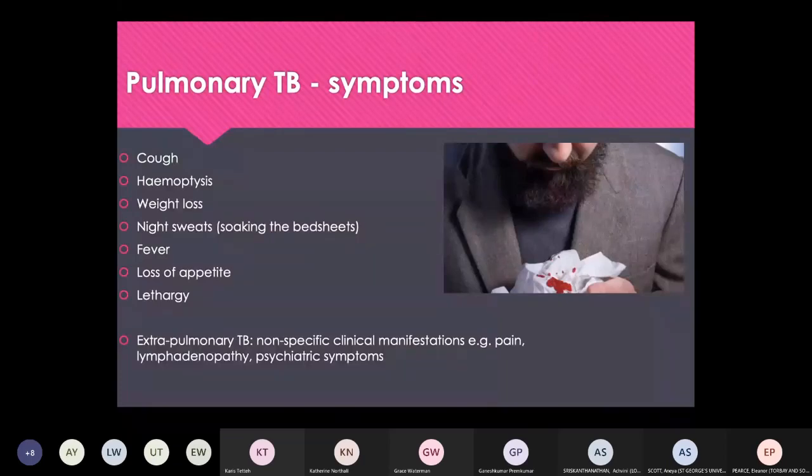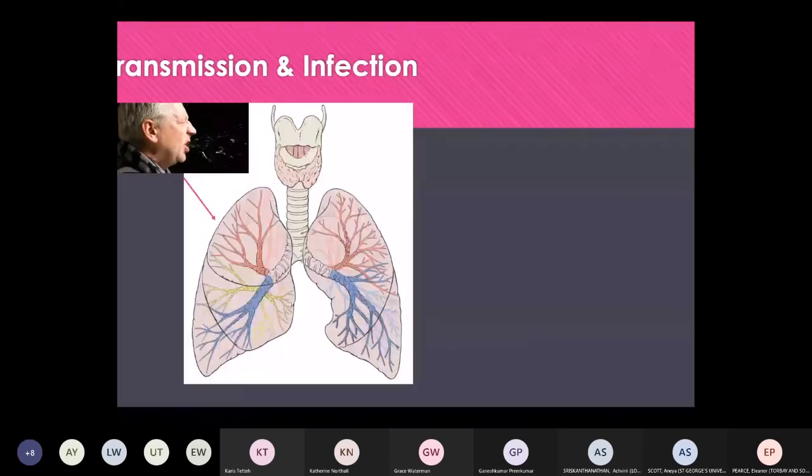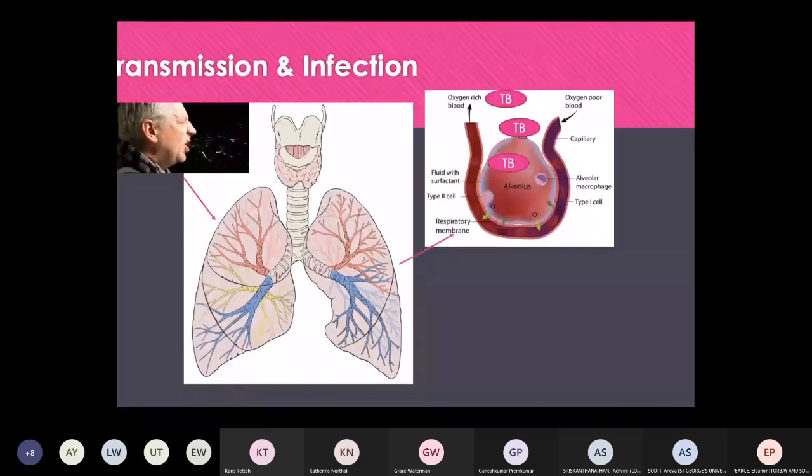So how is it transmitted? Somebody infected with pulmonary TB is going around and they're coughing. This is inhaled by somebody else, and the TB makes its way down into the air spaces in the lungs. And then here you've got your alveolus, so your TB bacteria enter the alveoli, and then you've got your alveolar macrophages, which engulf the TB. So they do their job and they try to get rid of it.